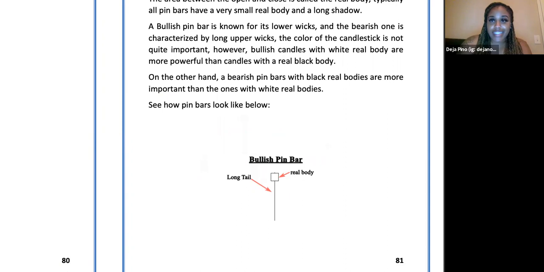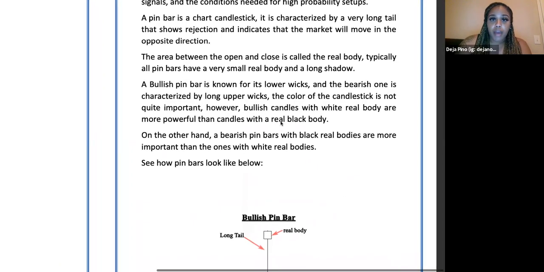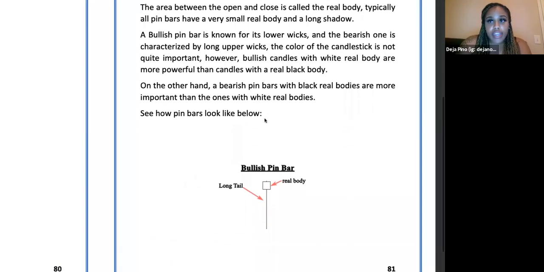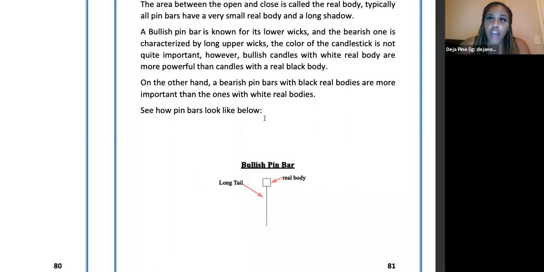Yes, Brian. A bullish pin bar is known for its lower wicks. The bearish one is known for its long upper wicks. The color of the candlestick is not quite important. However, bullish candles with the white real body are more powerful than candles with the real black body. So long story short, unless it is a 2 or 3 pattern candlestick, the color doesn't matter. It's just the formation.